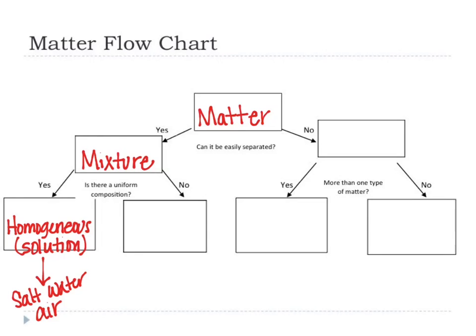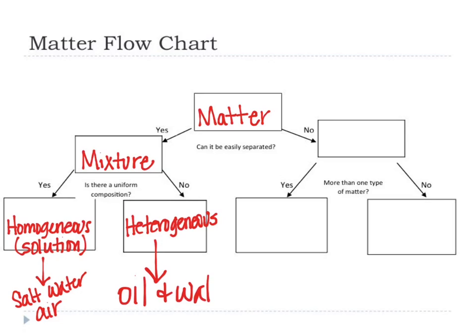If there is not a uniform composition, then it is heterogeneous. Okay, so if it's not uniform composition, it is heterogeneous, and an example of a heterogeneous mixture is oil and water, or, everybody likes to use this one, trail mix. Okay?